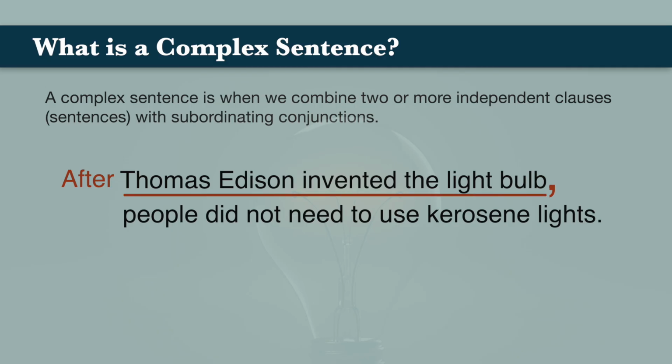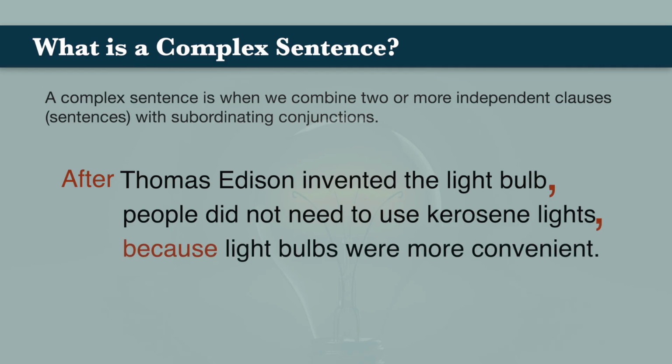Notice what happened to our first sentence. It was an independent clause. But when we added after, it became a dependent clause. In other words, now it needs the support from an independent clause. Now I said we could combine two or more sentences together to make a complex sentence, right? So we could actually add another dependent clause to our sentence. We could say, after Thomas Edison invented the light bulb, people did not need to use kerosene lights because light bulbs were more convenient. So here we have a dependent clause, an independent clause, and a dependent clause.